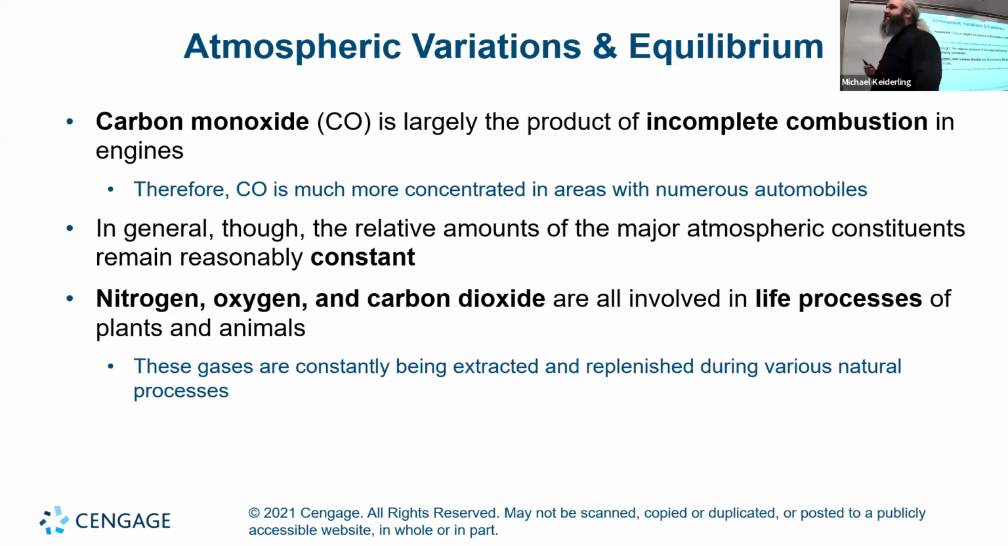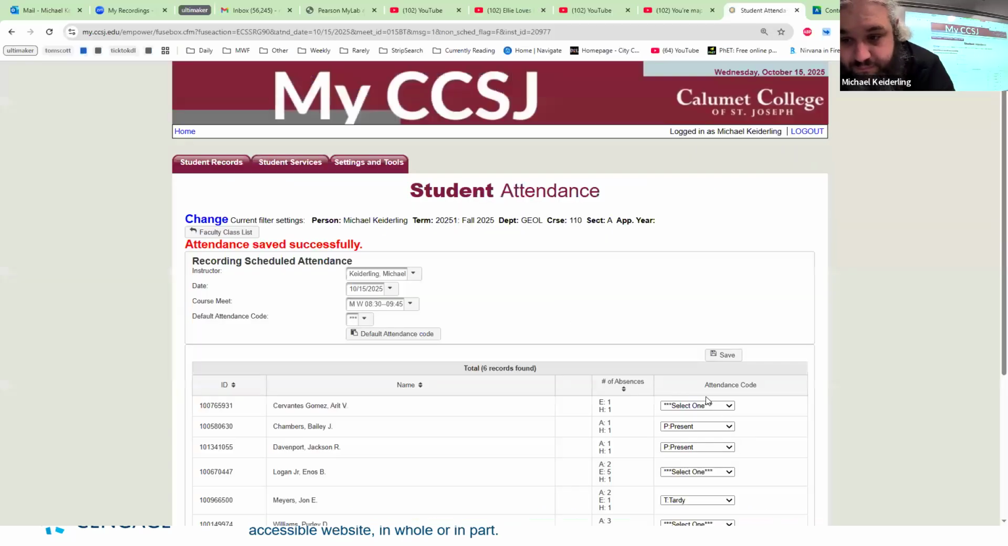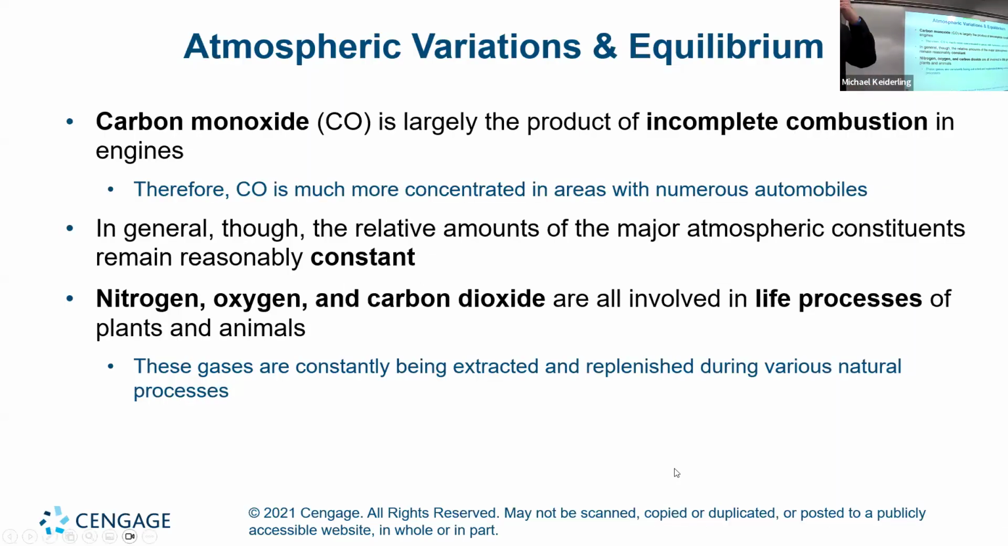Nitrogen, oxygen, and carbon dioxide are all involved in various life processes of plants and animals. And so under normal circumstances, they remain in a sort of balance. And these gases are constantly being extracted and replenished during various natural processes. Unfortunately, at the moment, we're adding more carbon dioxide to the atmosphere by burning stuff than natural processes can store away. So the carbon dioxide component is going up.